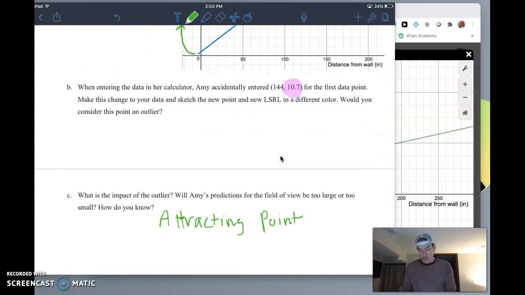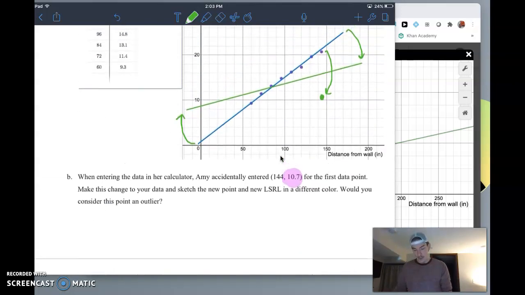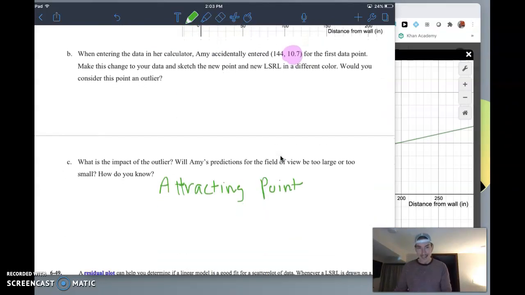And then it says, well, Amy's predictions for the field. Again, going back to the drain tube and amount of field that she can see model. Amy's mistake will cause predictions close to the wall to be too large, and predictions far from the wall to be too small. That's kind of what we're seeing in this particular case here. So it's good to know. It's good to interpret that stuff in context.